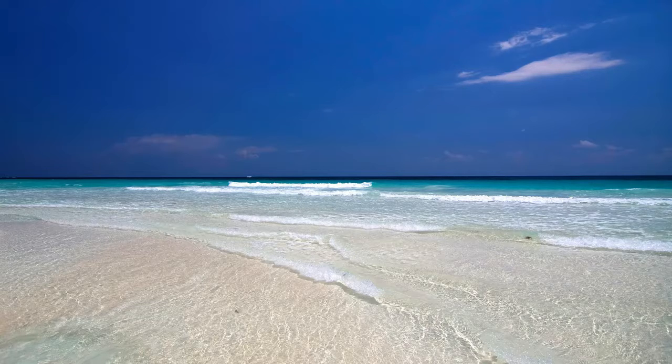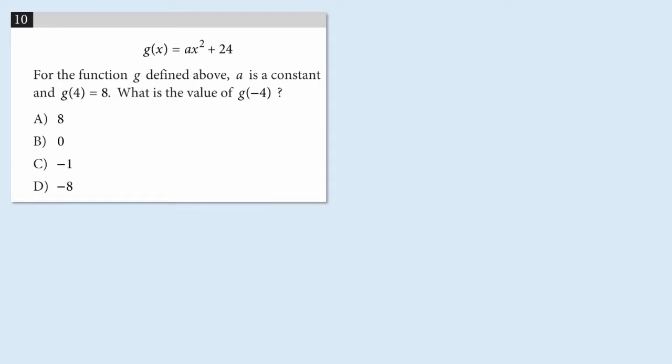Great job. All right, so let's have a look at this multiple choice problem from the College Board. It comes from section 3 of the SAT test, which does not allow calculators. It says, for the function g defined above, a is a constant and g of 4 equals 8. What is the value of g of negative 4?